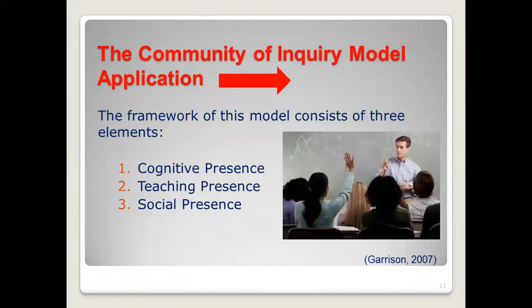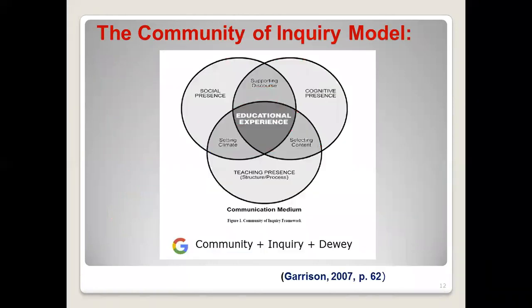So let's talk about the community inquiry model. There are 3 different parts of that model. Dr. Roth's going to talk about it here in just a second, but look for cognitive presence, teaching presence, and social presence. These are the 3, sort of the 3-legged stool by which the model is propped upon. And so let's take a look here at how they work together.